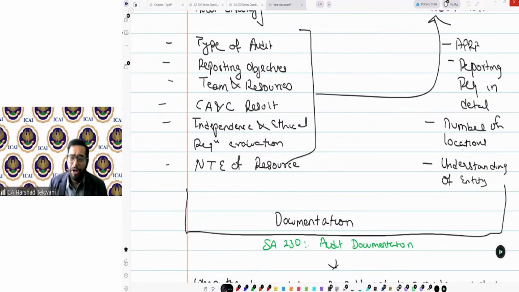Now, the audit strategy is prepared before the audit plan so that the audit plan can be prepared in more detail in line with the overall audit strategy. So first the audit strategy is there. Then the audit plan is prepared. Audit strategy is prepared on the overall level. Then the detailed audit plan is prepared.